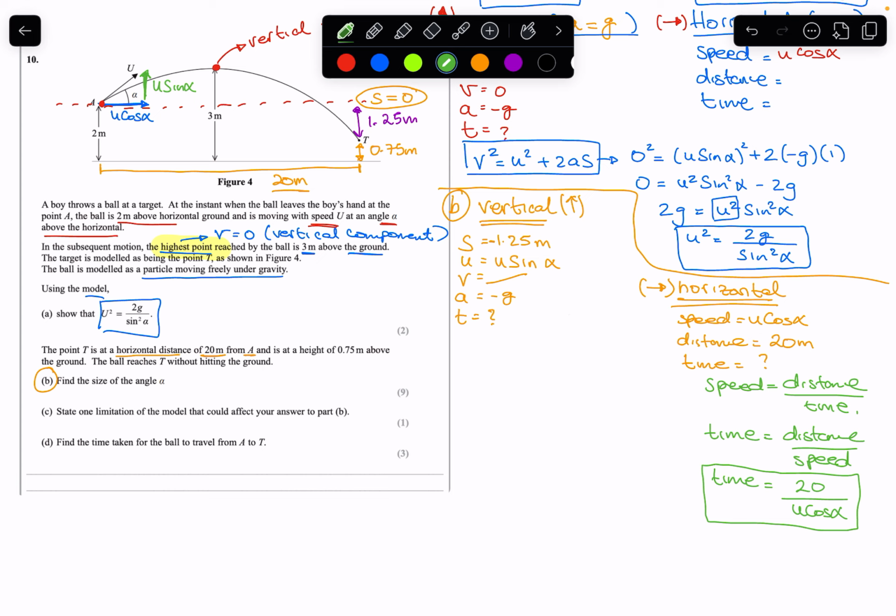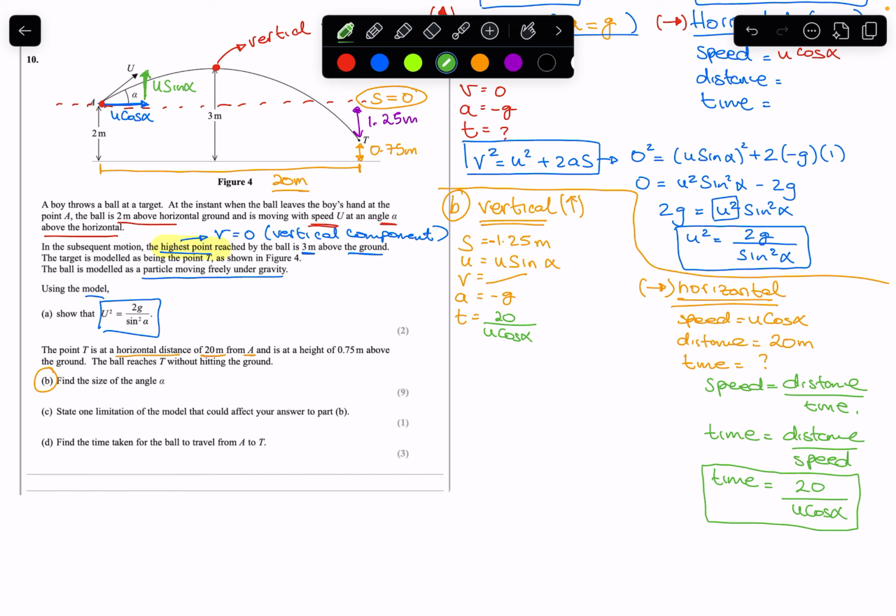And now what I can do is, the time will be equivalent whether you travel horizontally or vertically. So in this case, I can rewrite my t as 20 over u cos alpha. So this is where it can get a little challenging. So be with me, stay with me.